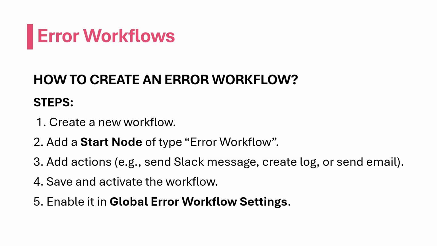Now we will see certain steps to create the error workflow. First of all, you have to create a new workflow. Then you have to select the error workflow trigger as your start node. Then you have to add the actions you want, for example, sending an email to the admin or creating an entry in a Google Sheet. Once done, you have to save and activate it. Finally, you have to go to your n8n settings under error workflow and select this workflow as a global error handler. Now, whenever any workflow fails, this one will automatically execute. This is the part that we are going to see in our live demo at the end of the video. So please stay tuned and watch till the end.